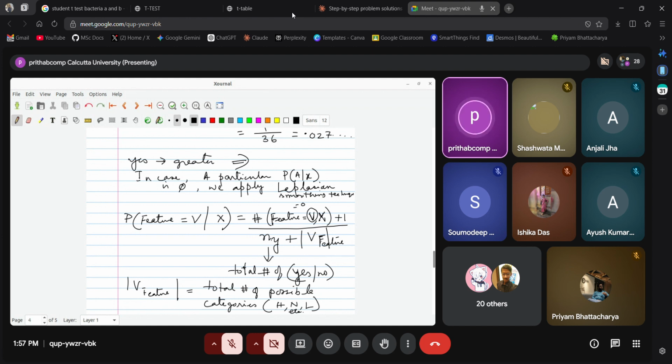So, KNN. We need other methods. Given a positive integer k and a test observation x0, the KNN classifier first identifies the k points in the training data that are closest to x0.